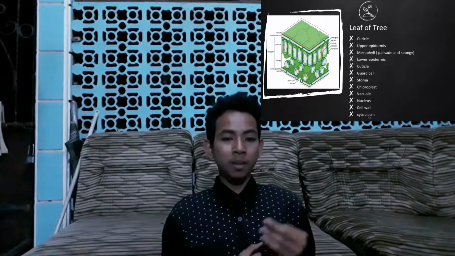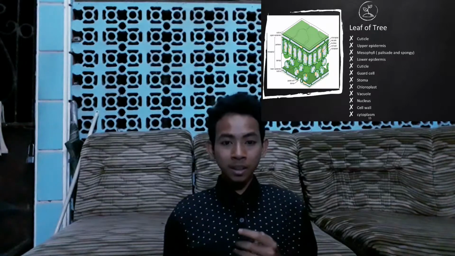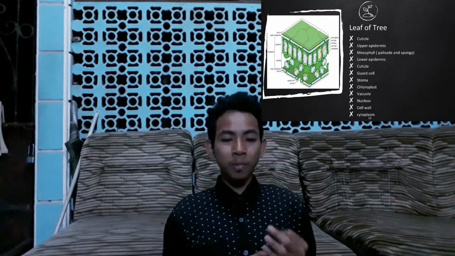Next slide is telling about the leaf of a tree. They are cuticle, upper epidermis, mesophyll, palisade and spongy, lower epidermis, guard cell, stomata, chloroplast, vacuole, nucleus, cell wall, and cytoplasm. Did you know there are 391,000 vascular plant species that are currently known to science?